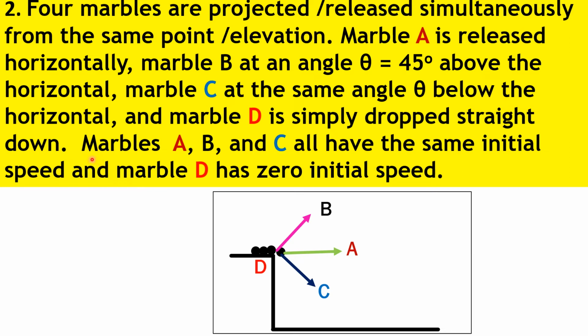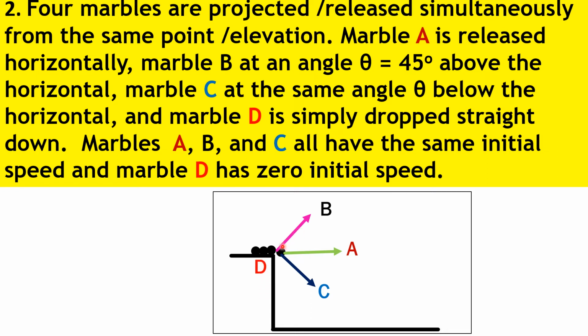And we say further that marbles A, B, and C all have the same initial speed. And marble D has 0 initial speed. So among the 4 marbles, it's only marble D that has 0 initial speed. It is simply dropped downwards. It is not projected horizontally. It has no horizontal component. It's like an ordinary free-falling body. That is marble D.